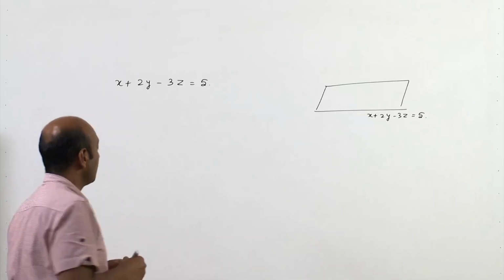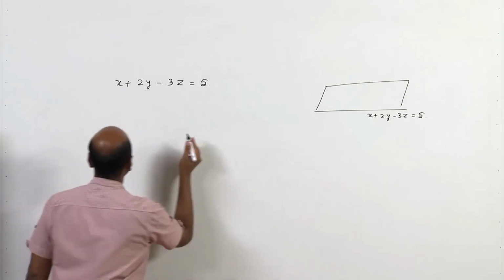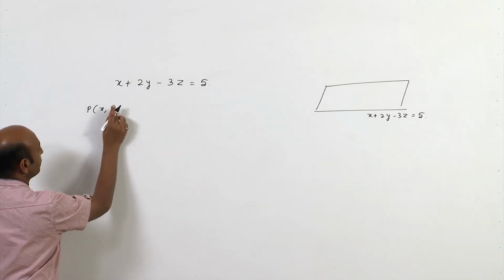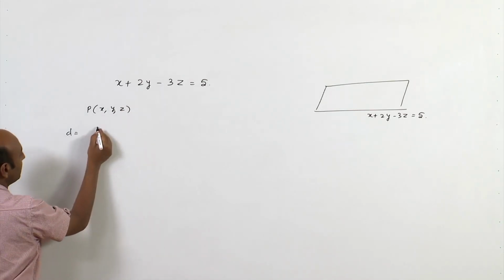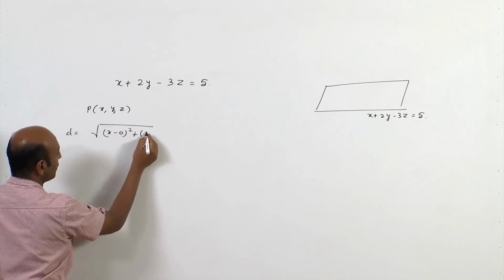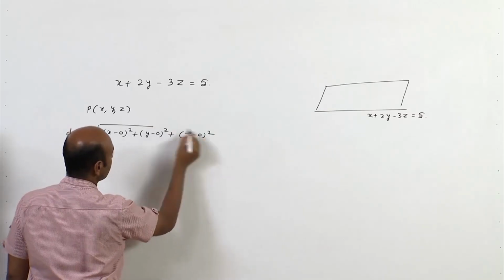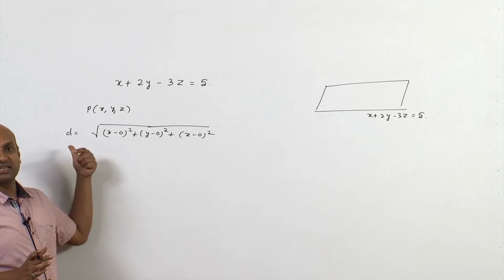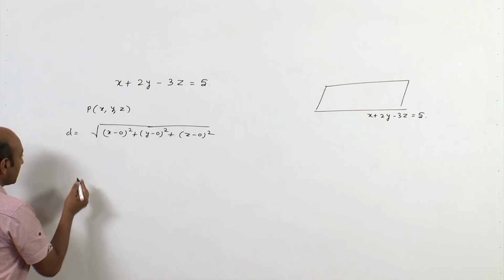So, this is some origin. Let us suppose that point is (x, y, z). So, the distance from the origin will be the square root of (x minus 0) whole square plus (y minus 0) whole square plus (z minus 0) whole square. So, you have to find out the minimum value of this d subject to this condition. So, what is our problem?